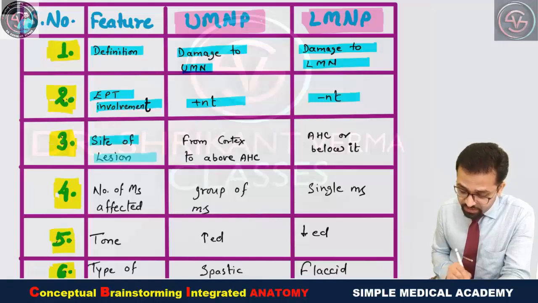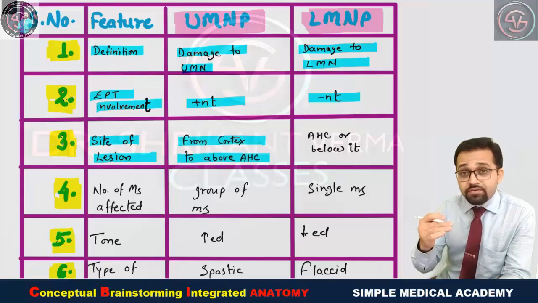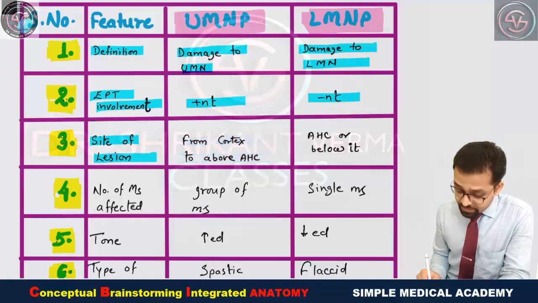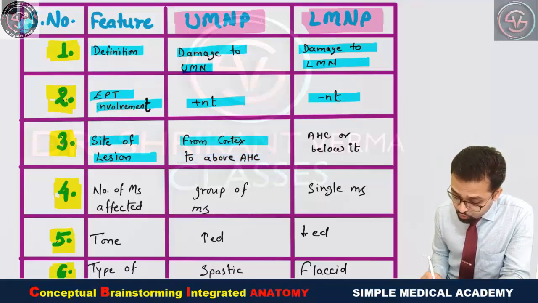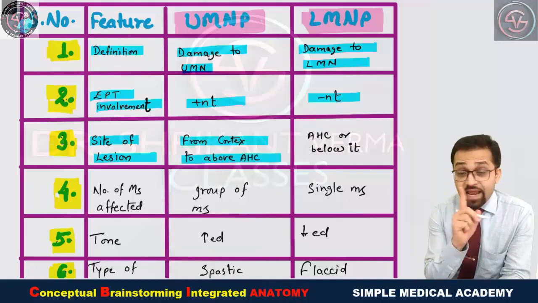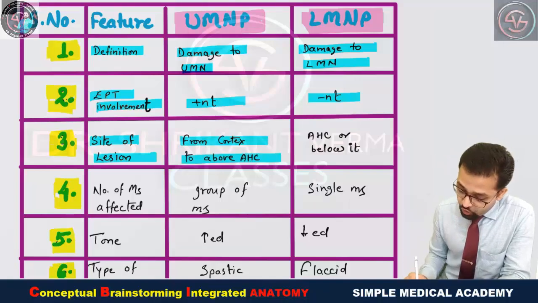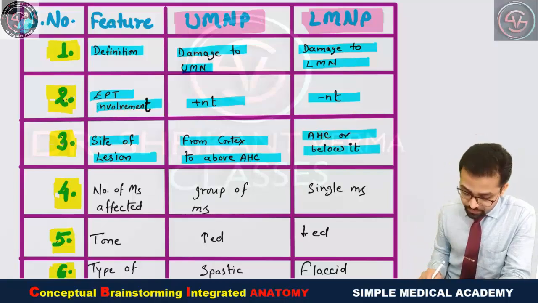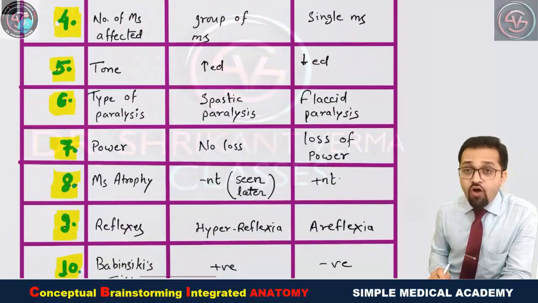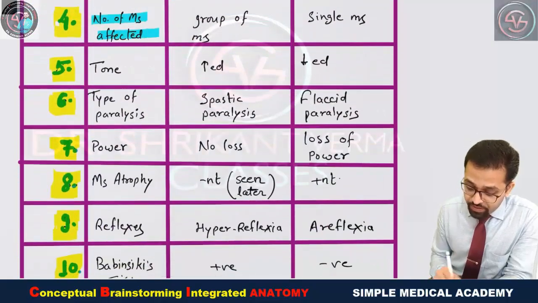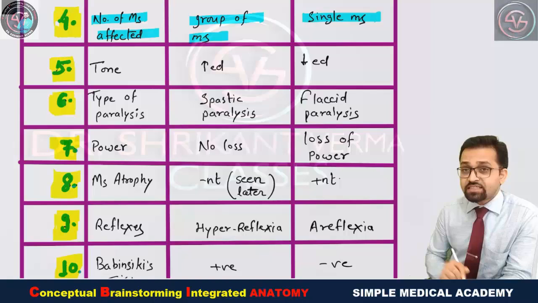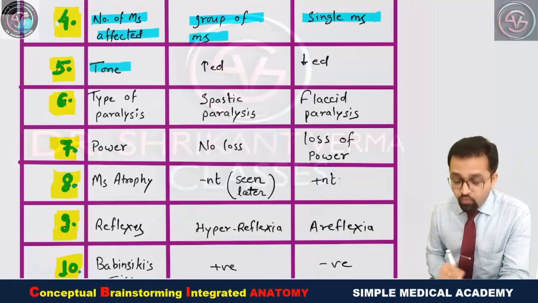Next, site of lesion. In upper motor neuron paralysis, the injury is in between the cortex up to the anterior horn cell, but the anterior horn cell is not involved. While lower motor neuron paralysis is defined as injury at the anterior horn cell or below it. Next, number of muscles affected. In upper motor neuron paralysis, a group of muscles is involved, while in lower motor neuron paralysis, a single muscle is involved.